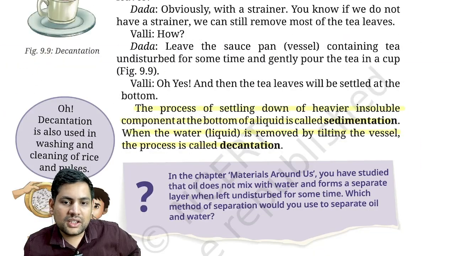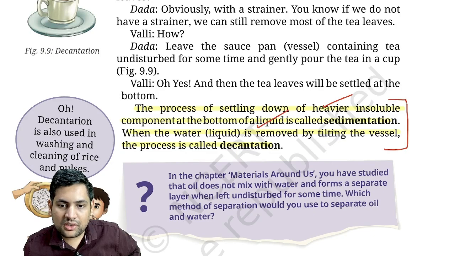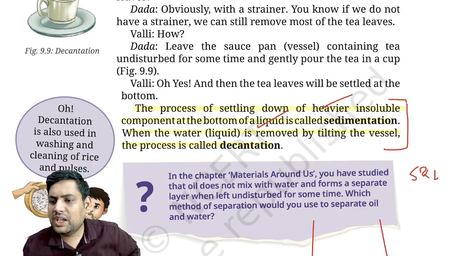Then it talks about another method of separating two things, that is, a heavier insoluble component from the bottom of the liquid. So this is separation of a solid and a liquid. Correct? How do you separate them? Sedimentation and decantation. For example, let's say you take muddy water.